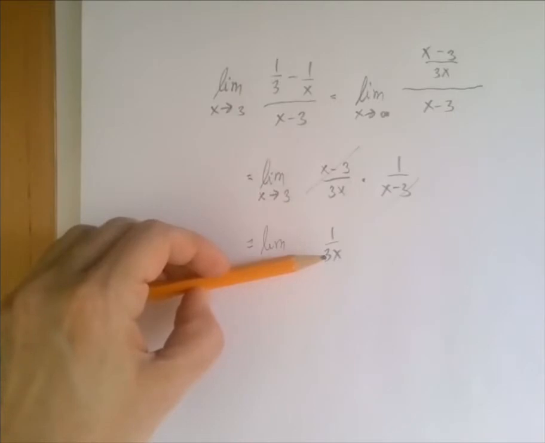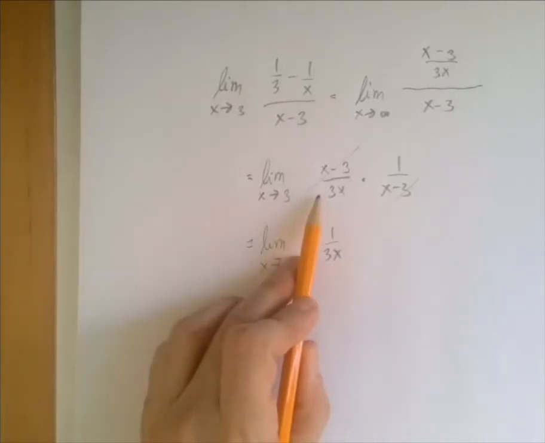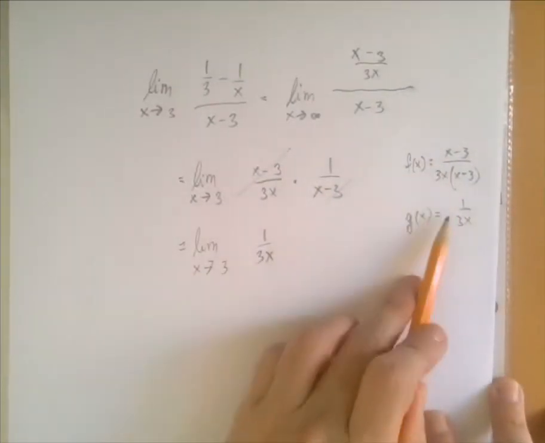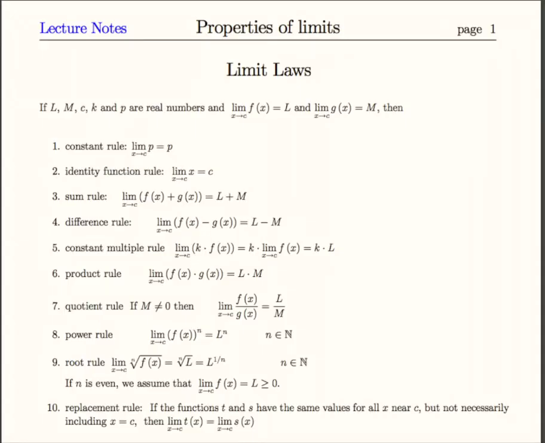At x equals 3, this is fine. At x equals 3, this is undefined. So the two functions differ from each other just at one point, x equals 3. At x equals 3, this is 1 over 6, this is undefined. So therefore, by the replacement rule, the limit of f is the same as the limit of g.